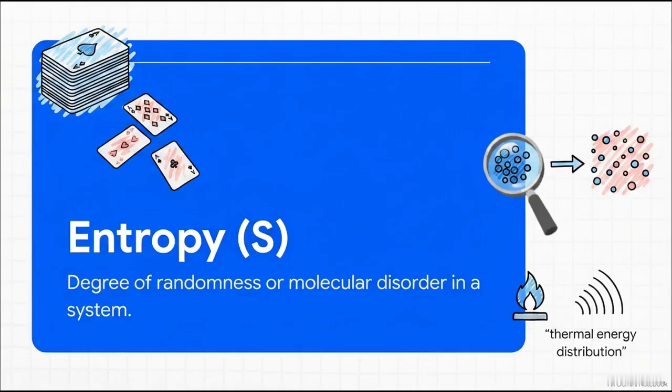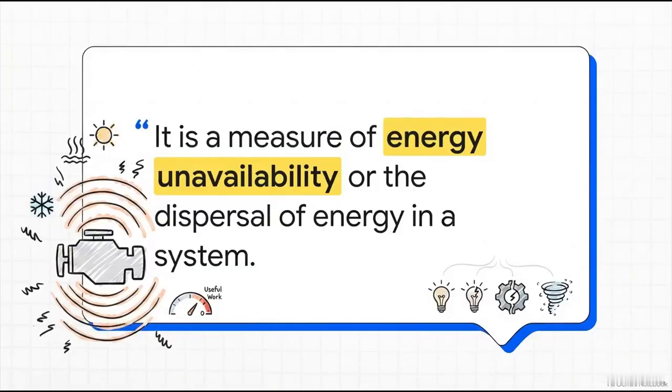Think of a perfectly organized deck of playing cards. If you drop them all over the floor, they scatter, right? They naturally move from a state of low entropy, which is highly organized, to high entropy, which is random and disordered. Let's dig into the physical meaning. Our source states that entropy is a measure of energy unavailability or the dispersal of energy in a system.